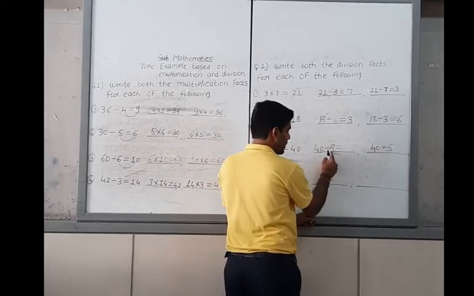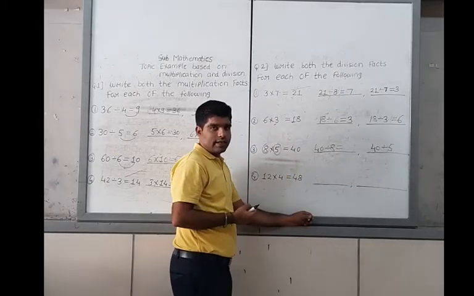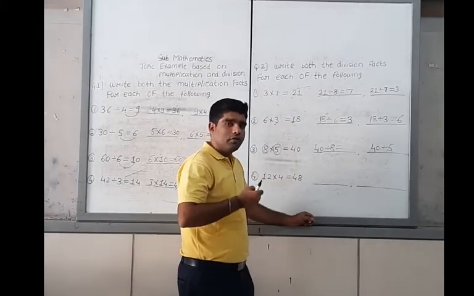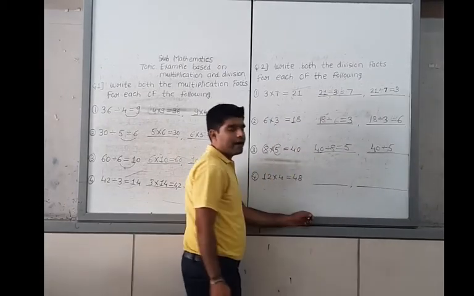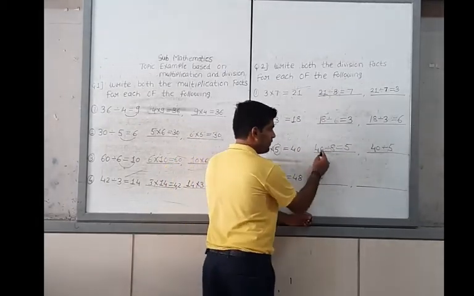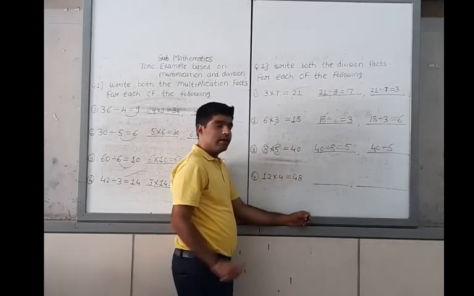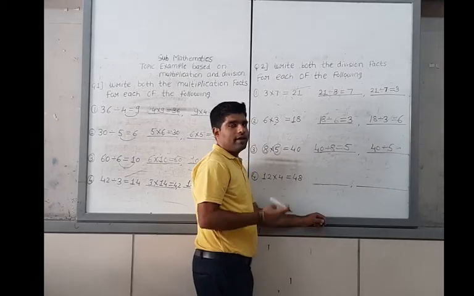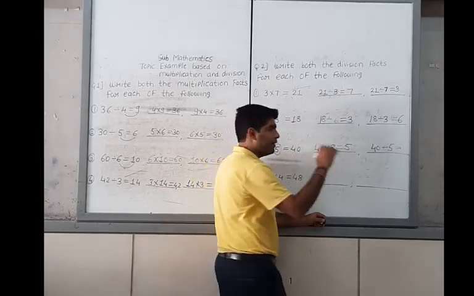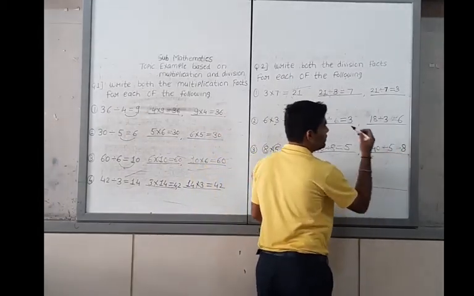Because 8 times 1 is 8, 8 times 2 is 16, 8 times 3 is 24, 8 times 4 is 32, and 8 times 5 is 40. It means that your answer is 5. Next, 40 divided by 5. In the 5 table, 5 times 8 is 40.